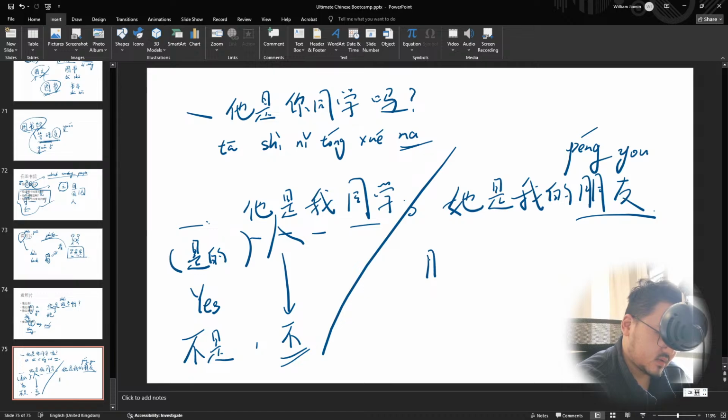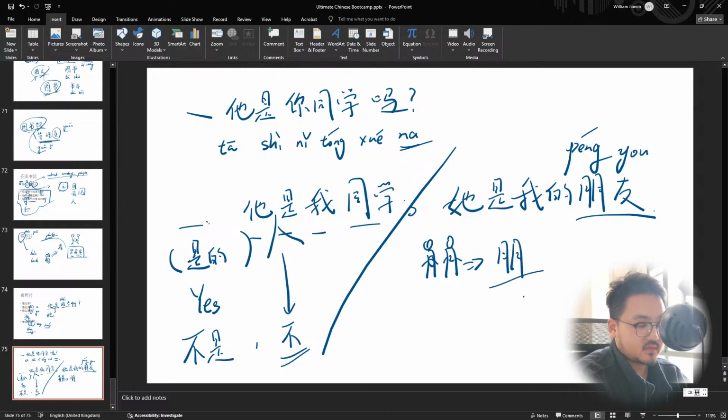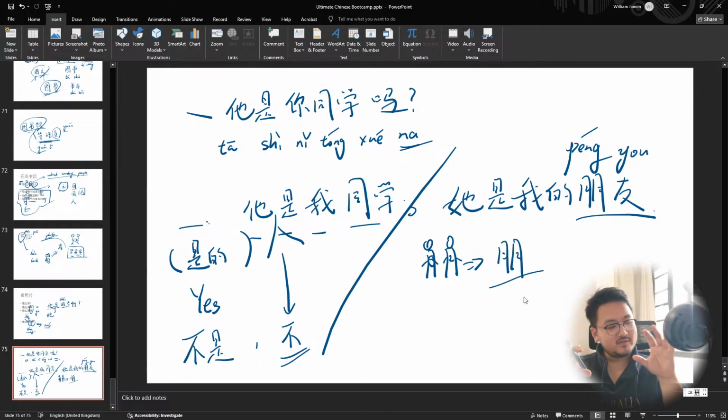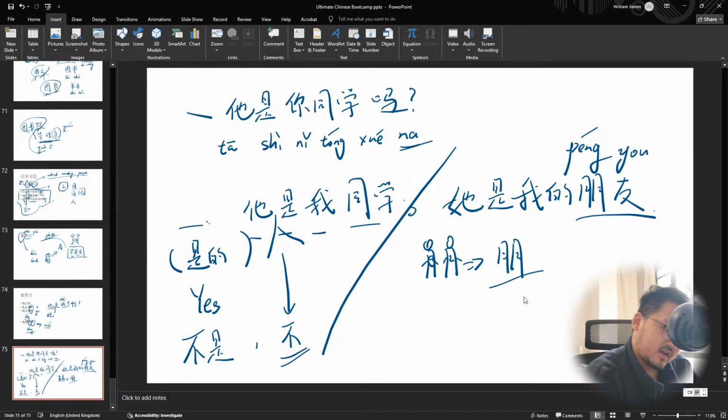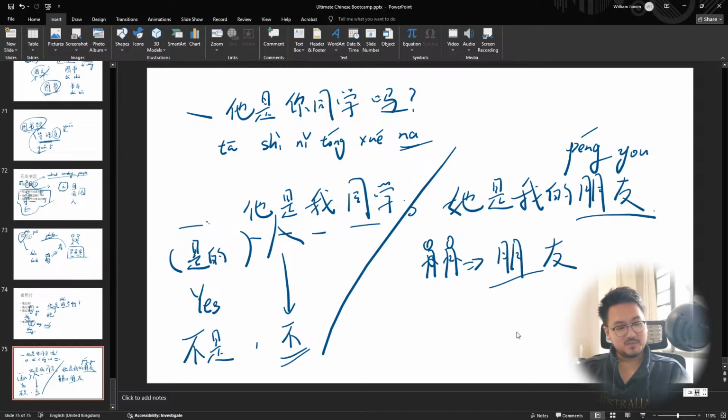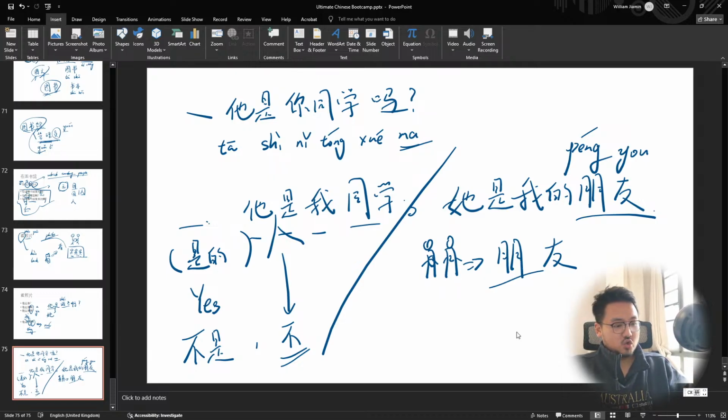朋 is like two persons together, right? Two persons together, and then it becomes 朋. You use company, two persons together. And then 友 is like friends. Okay? 朋友 means friends. Okay? So, 她是我的朋友, she is my friend.